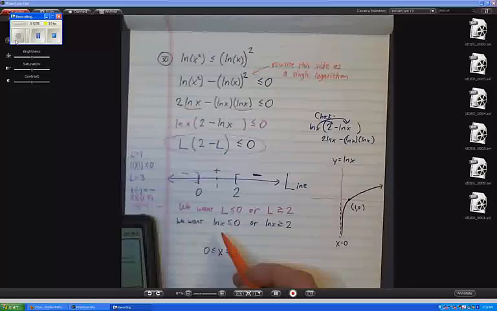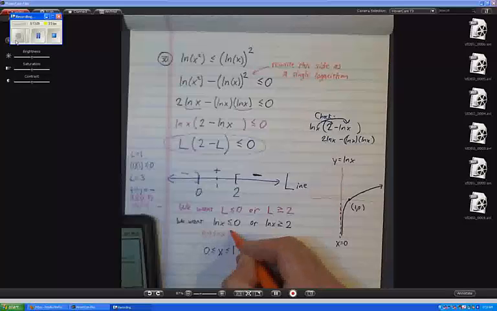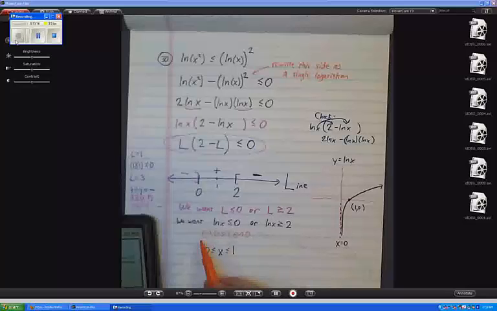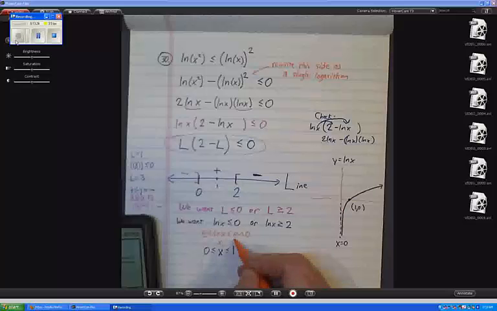If the natural log of x is less than or equal to 0, how do I undo this? What do I do to both sides? E to the. Say that again, Brad. Oh, yeah, you're awesome. E to the 0. Now, what's e to the natural log of x? X. What's e to the 0? Anything to the 0 is 1. So we get x is less than or equal to 1 just by doing that.